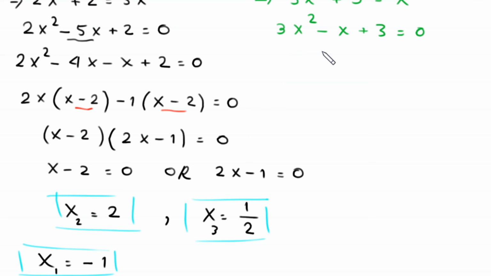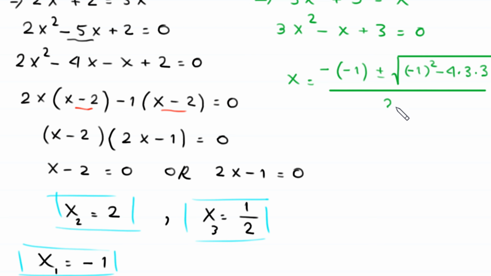Now this quadratic equation is not factorable, so we solve it by quadratic formula. According to quadratic formula, x is equal to negative b, b is negative 1, plus or minus the square root of, in place of b squared we write negative 1 squared minus 4 times a, a is 3, times c, c is 3, divided by 2 times a, a is 3.